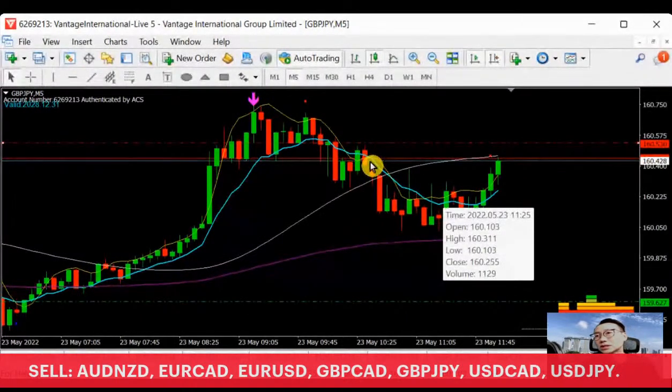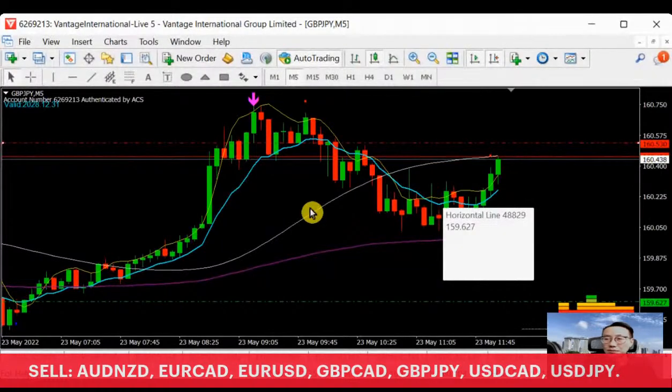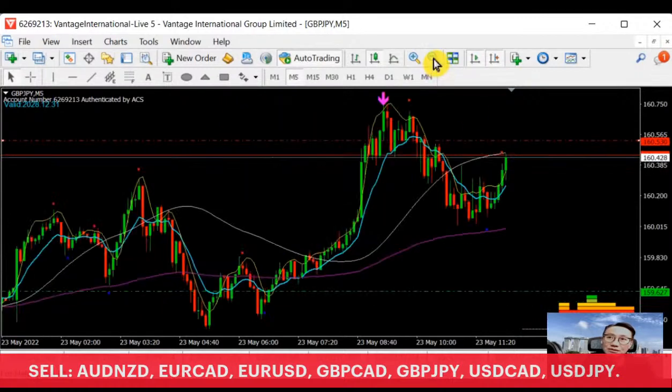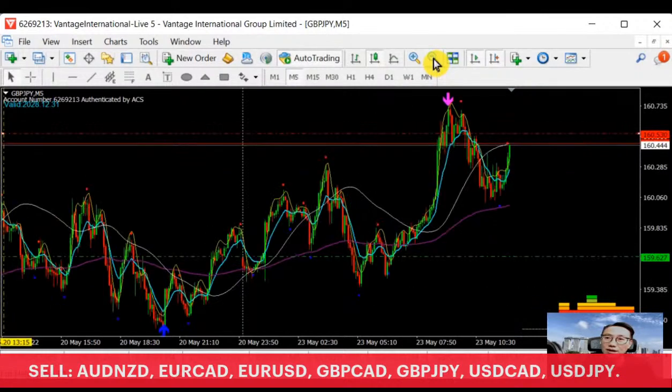So it's all about managing the expectation from the market, not from yourself. That's very important. Right now it's retracing upwards. So are we going for another ride?